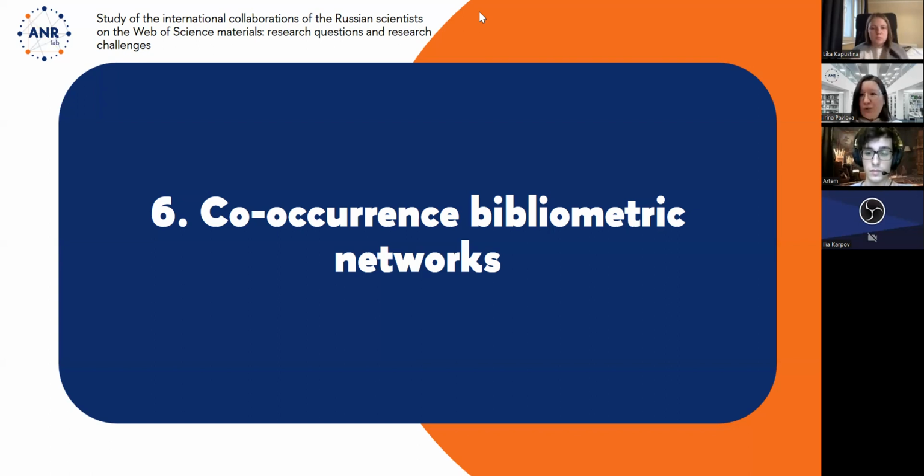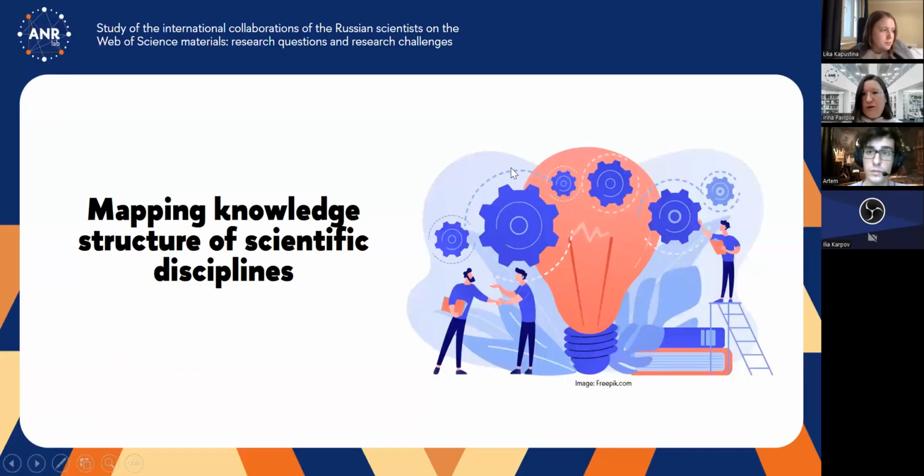Right now, let's move to one more question. This is the question of building co-occurrence bibliometric networks. And I would like to give the floor to Artem. So you are welcome, Artem, to talk about this knowledge structure of scientific disciplines, the case of sociology. Okay, yeah, please, you're welcome.